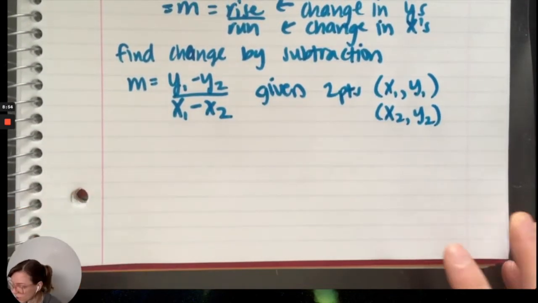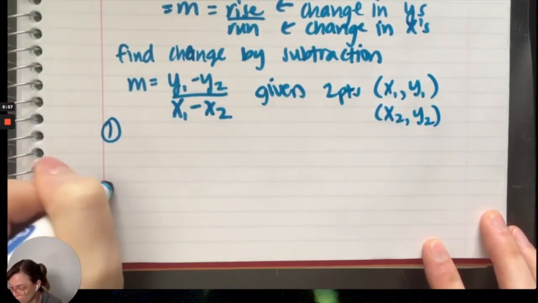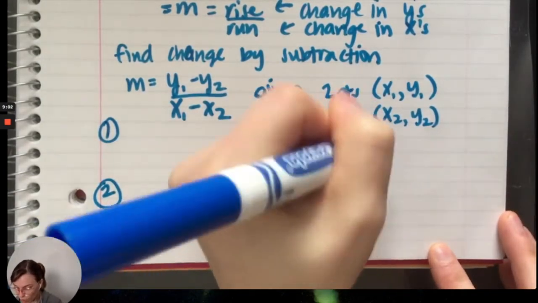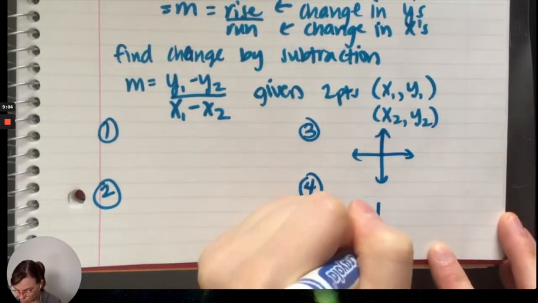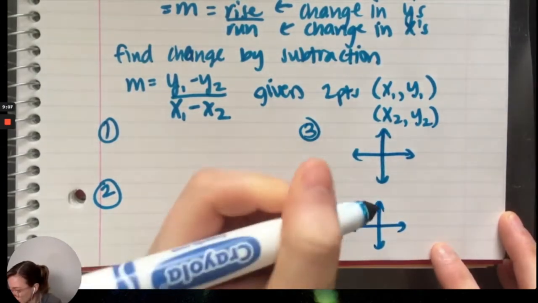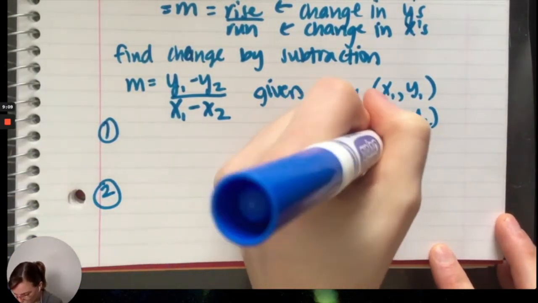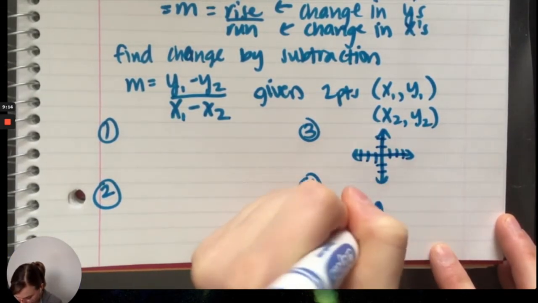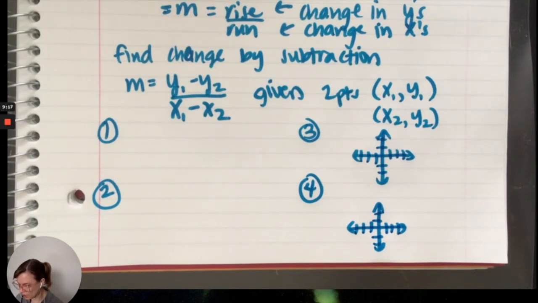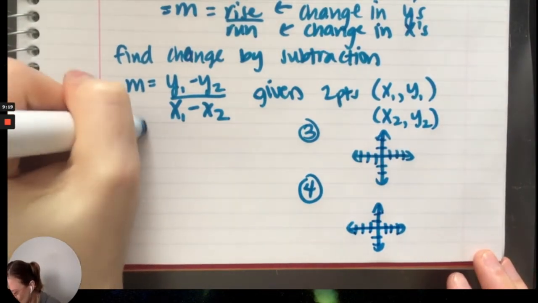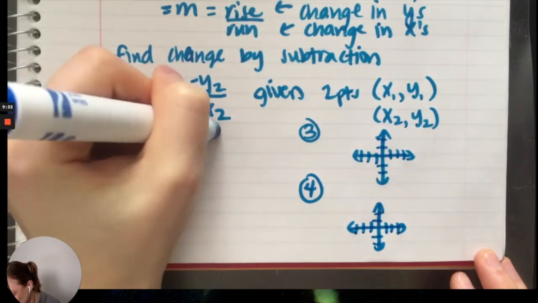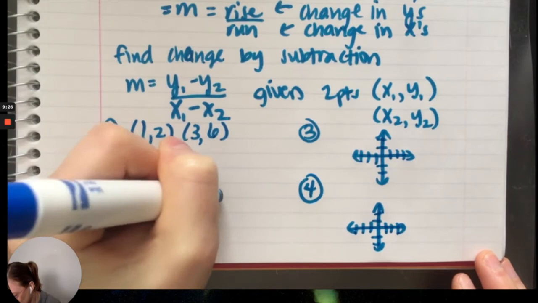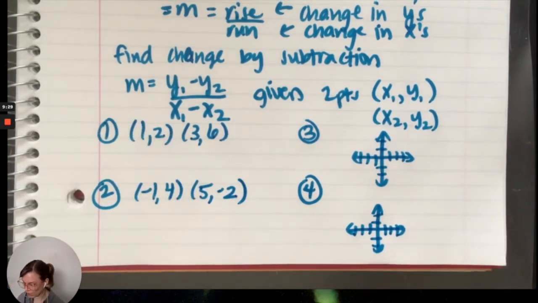So we are finding slope. So our first one, second one, third one, fourth one. 3 and 4 are going to be on graphs. So if you want to prep that work now, we'll put 3 tick marks. Okay, and I'll just write the coordinates. Okay, so let's do 1, 2, 3, 6, negative 1, 4, 5, negative 2.